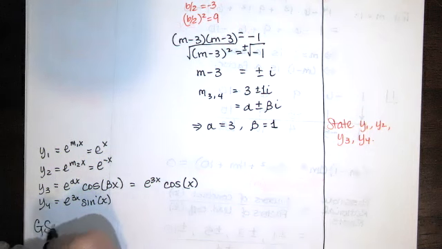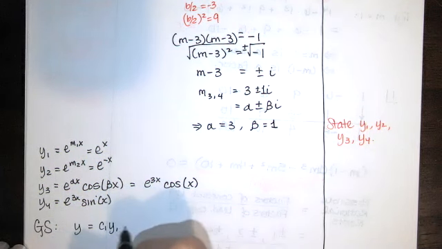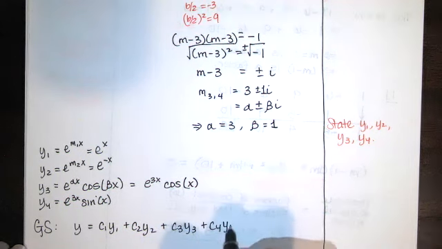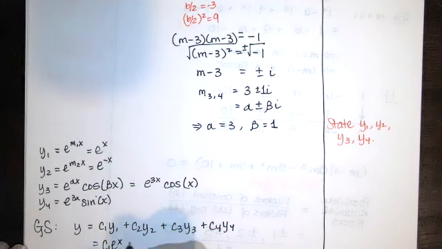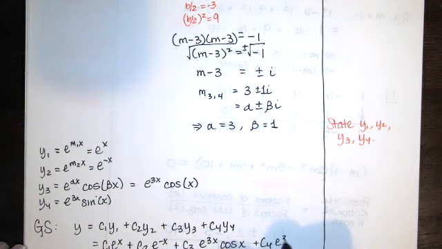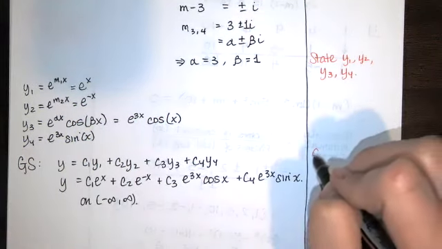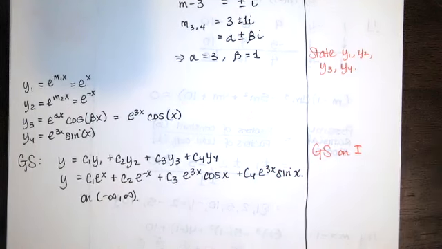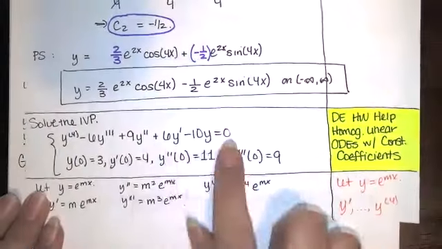And then the general solution, since it was a 4th order equation, is c1y1 plus c2y2 plus c3y3 plus c4y4. So that's c1 e to the x plus c2 e to the negative x plus c3 e to the 3x cosine of x plus c4 e to the 3x sine of x. That works on negative infinity to infinity. Okay, now if we were asked for the general solution, we would be done. That is the solution to this differential equation.